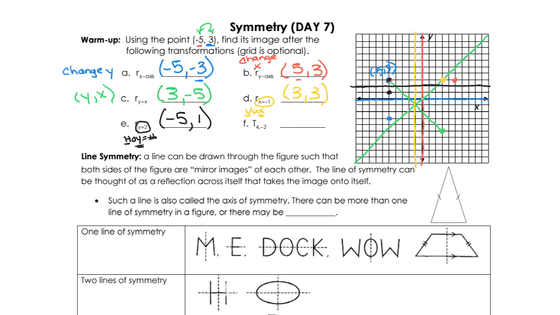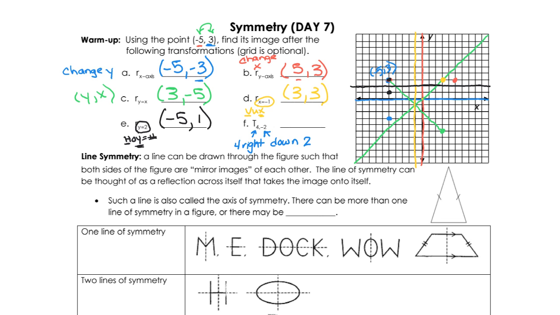Okay, one last one. And this one says that we're going to move it. We're going to slide it. And that 4 means we're going to slide it 4 units to the right because it's +4. And that little -2 means that we're going to go down 2. All right, so if we take our point and move it 4 to the right and down 2, or we can go back up to our coordinates and add 4 and subtract 2. It's up to you.